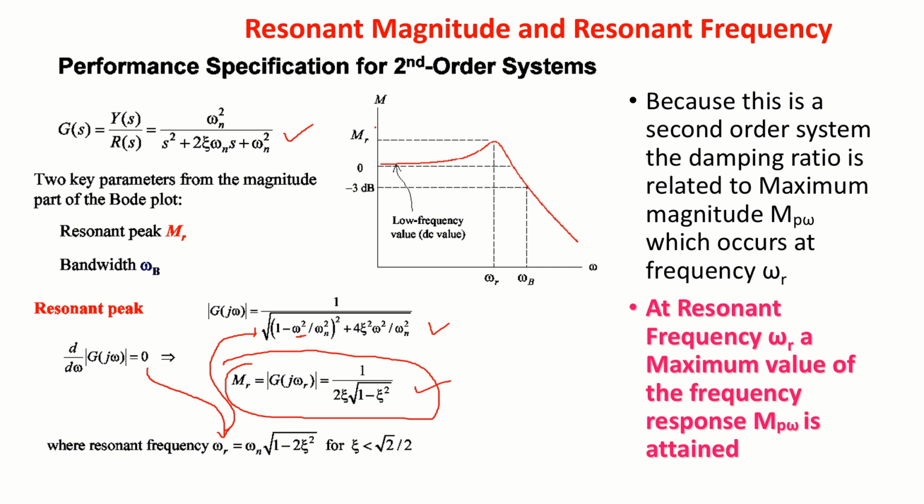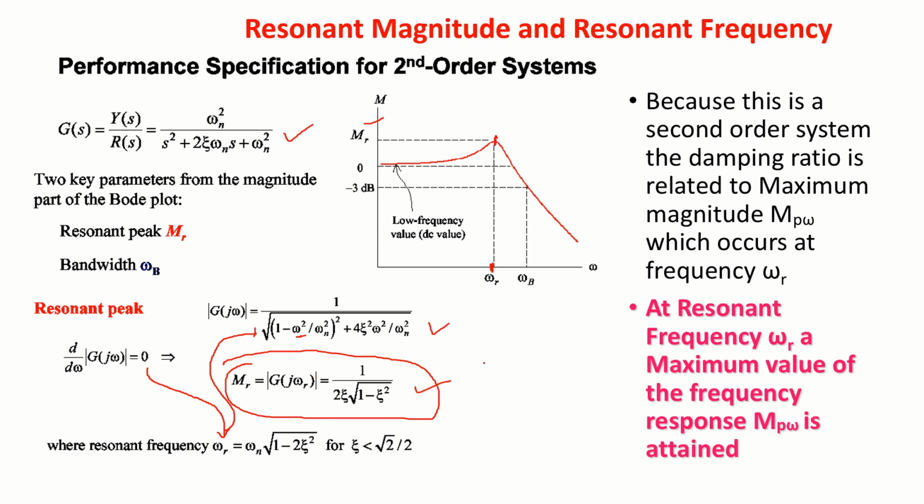This is what I have plotted: MR versus omega. Correct, the frequency at which the magnitude is maximum, we call it the peak magnitude or resonant magnitude.